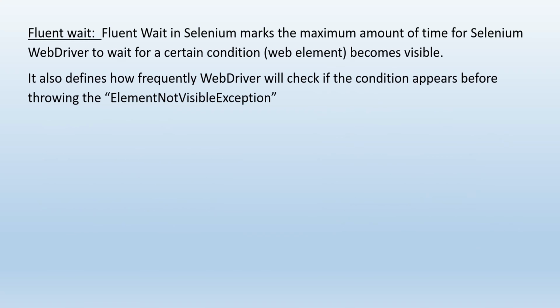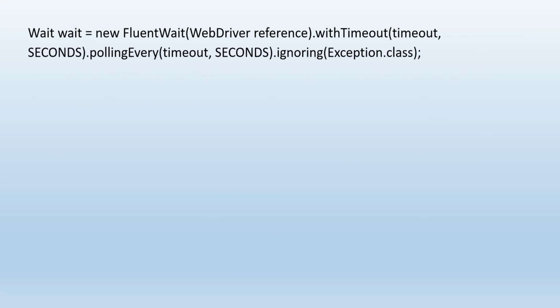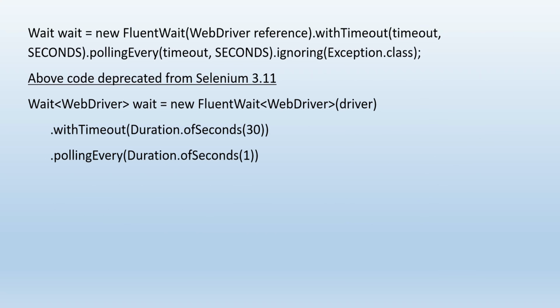Whereas the fluent wait in Selenium marks the maximum amount of time for the Selenium WebDriver to wait for a certain condition. But in the fluent wait, there is a polling time. Let's see here: Wait = new FluentWait with the WebDriver reference, .withTimeout, where we give the time. Polling every means here we give the seconds. Suppose I take the timeout as 30 seconds and polling as 5 seconds; it checks every 5 seconds whether the element is available in the web page or not.